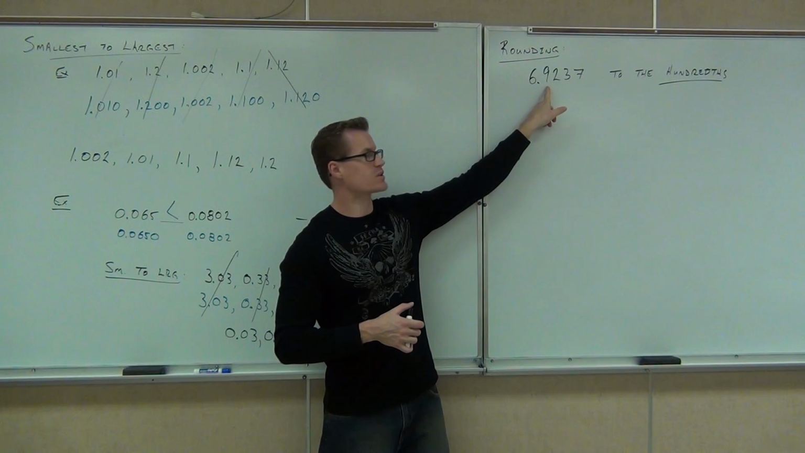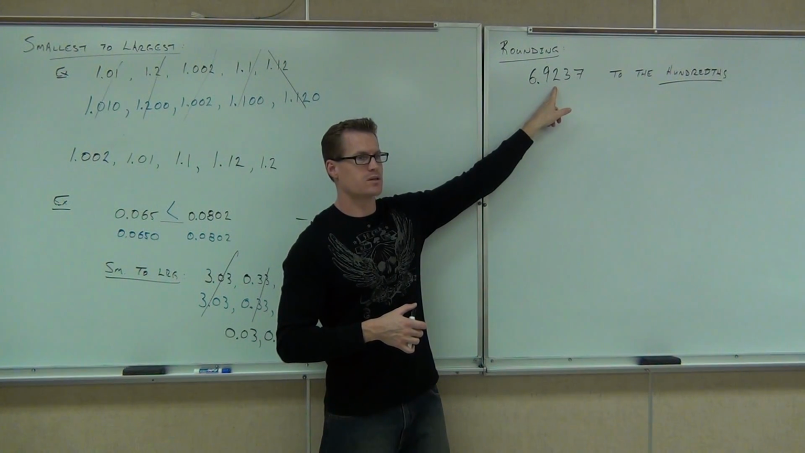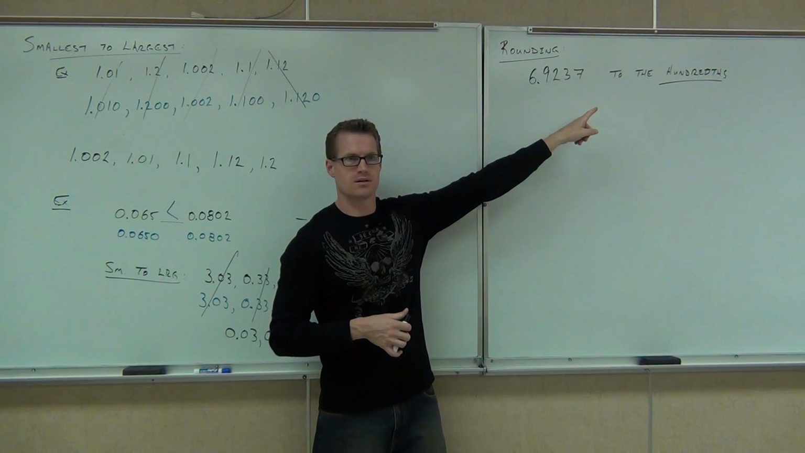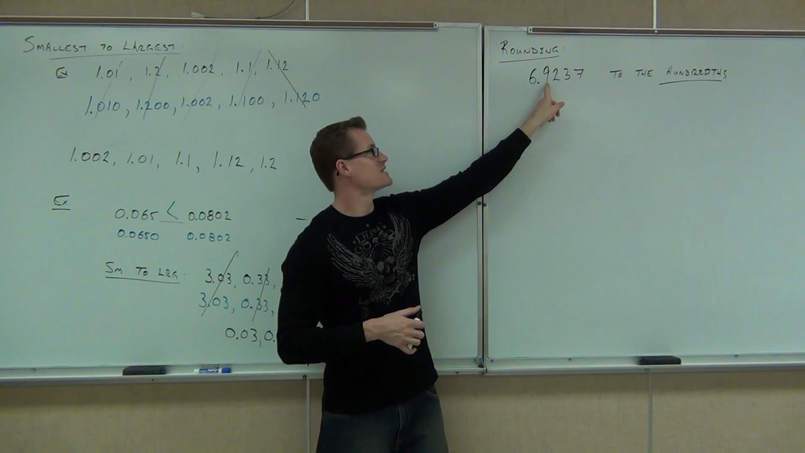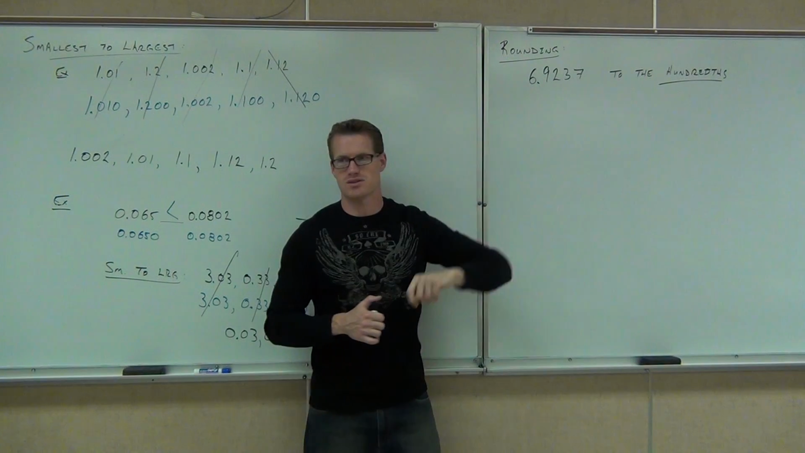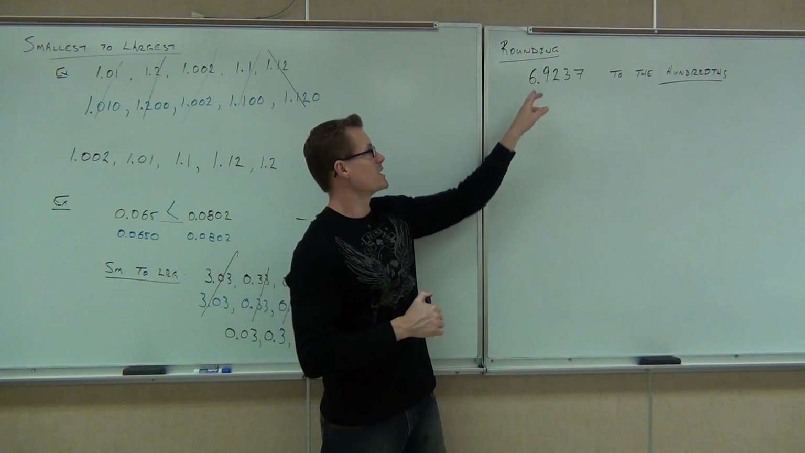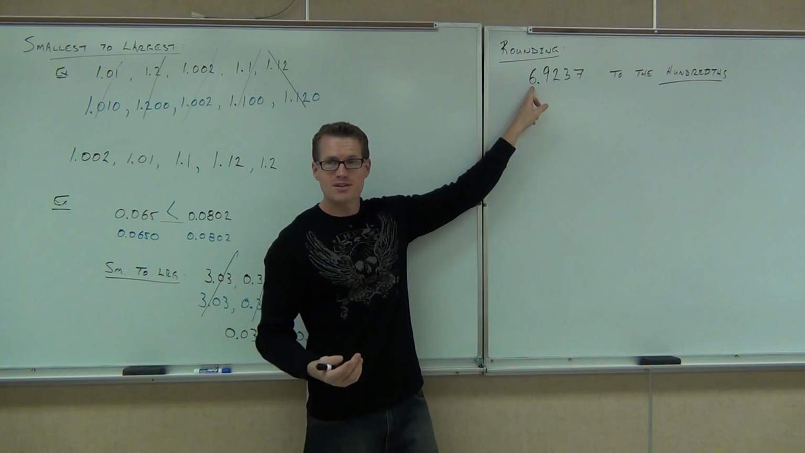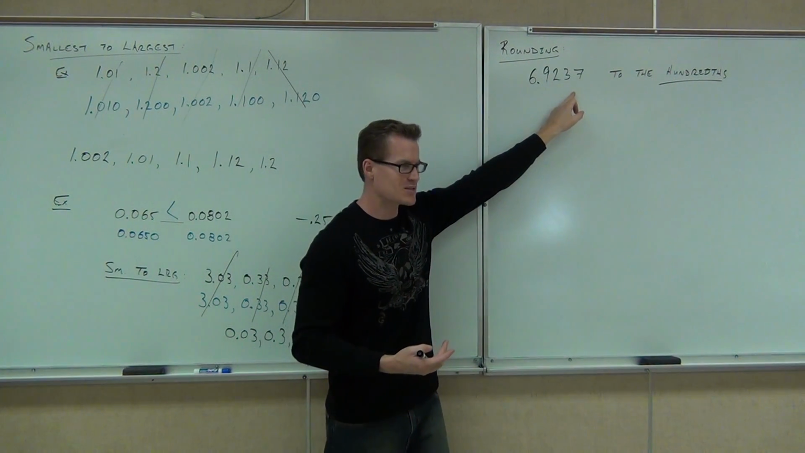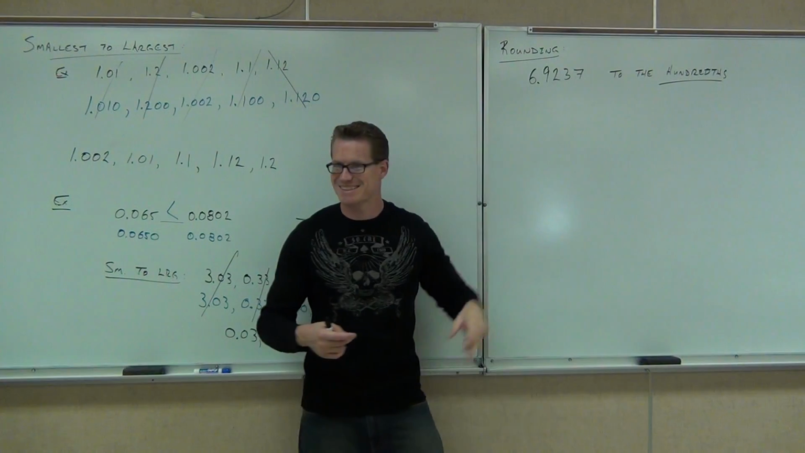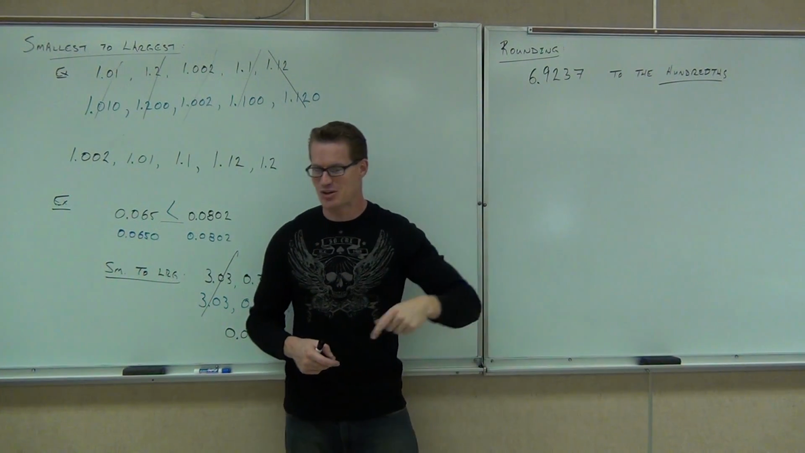What's the 2? Hundredths. What's the 7? 10 thousandths. So we'd have ones, no oneths. There's no such thing as oneths. We have tenths, hundredths, thousandths, ten thousandths. It's hard to say that for me. It's just getting like a tongue twister.